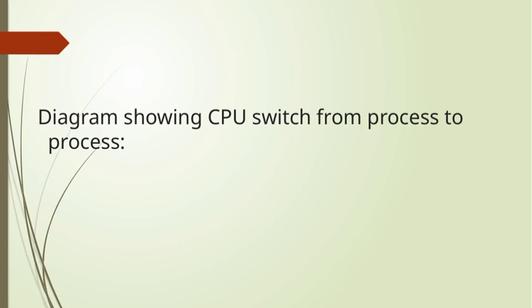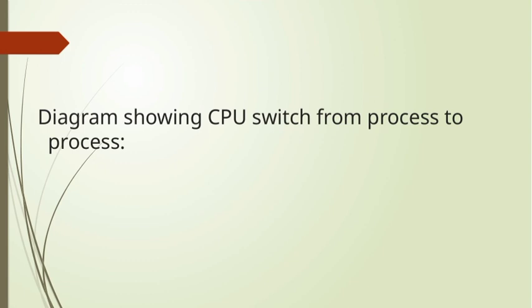Let's take a closer look at this diagram showing how the CPU switches from one process to another. As you can see, this switch is a crucial part of multitasking in operating systems. When a process needs to pause, either because it's waiting for I/O or because its time slice has expired, the CPU needs to switch to another process.